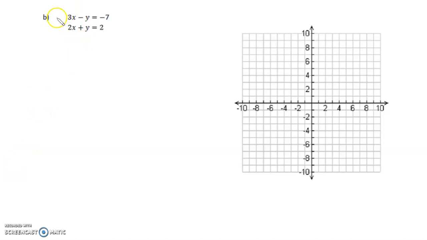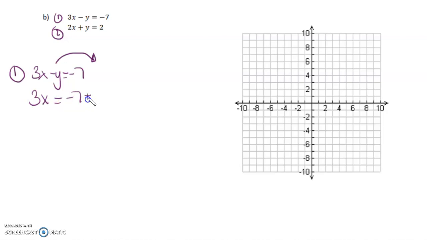Okay, same thing for these two. Let's call this 1 and 2. So equation 1 is 3x minus y equals -7. What I'm going to do is bring this y over because I want the y to be positive. So I get 3x equals -7 plus y.